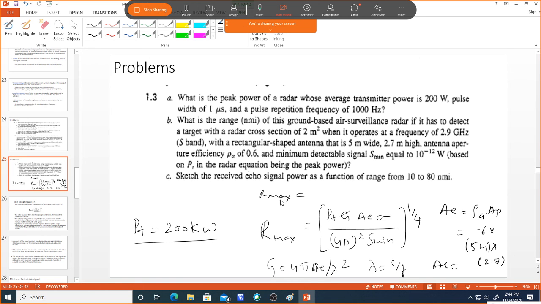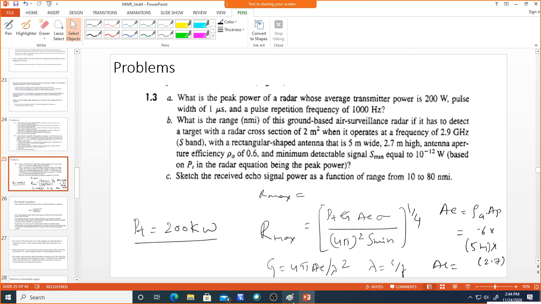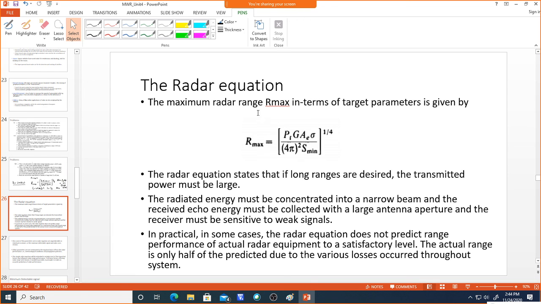Okay, any doubt in these problems? We'll continue with the other parameters which are not mentioned in the radar equation, and how to incorporate those parameters to find the exact radar range. This is the simple form of the radar equation, and we will see in the next class how the other parameters affect it, and how to find those parameters and include them in the radar equation.